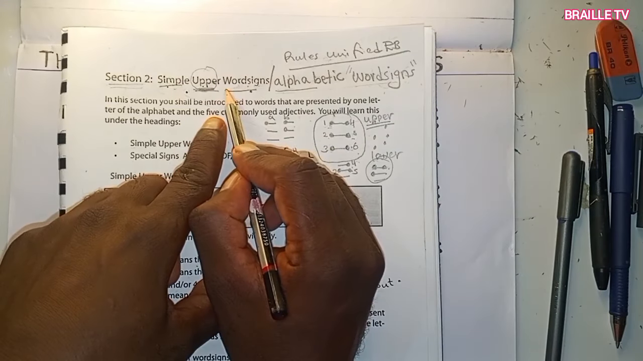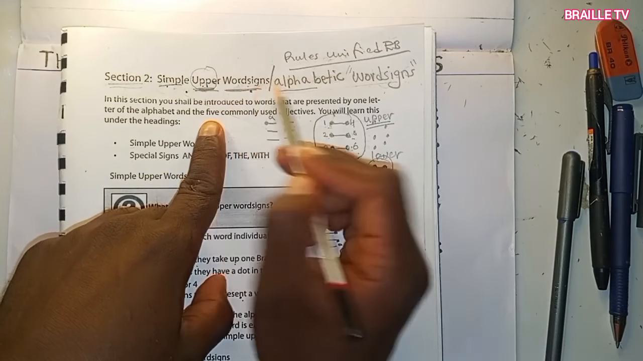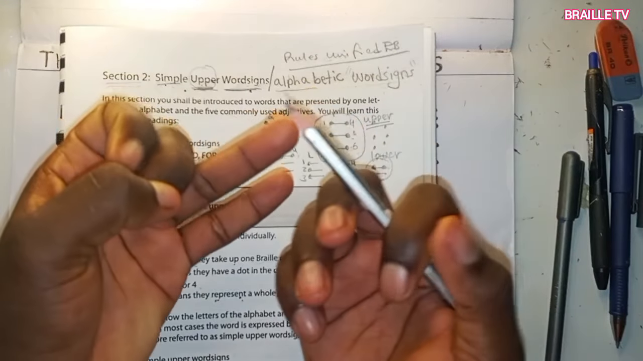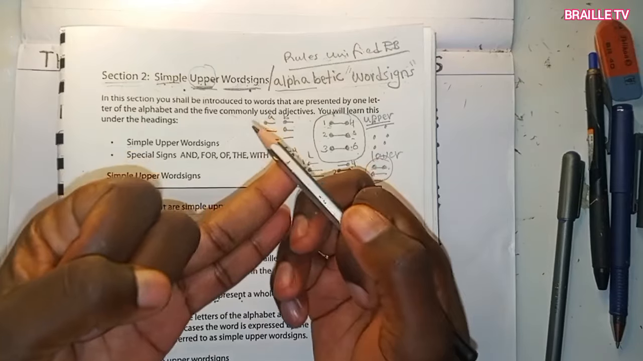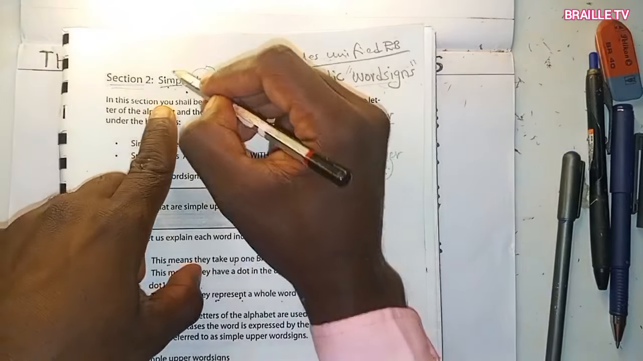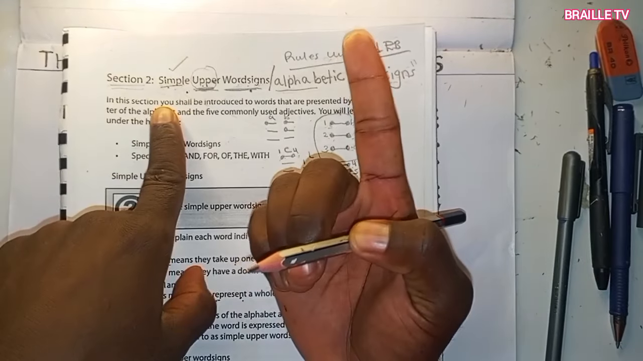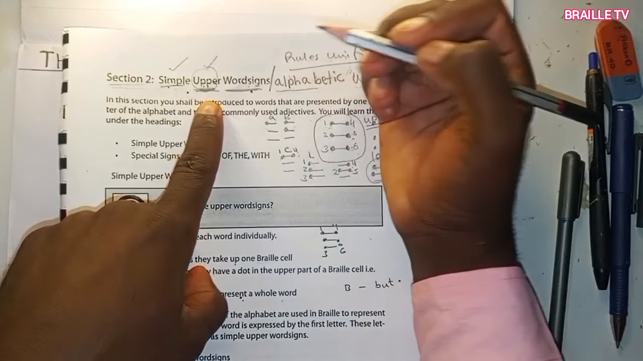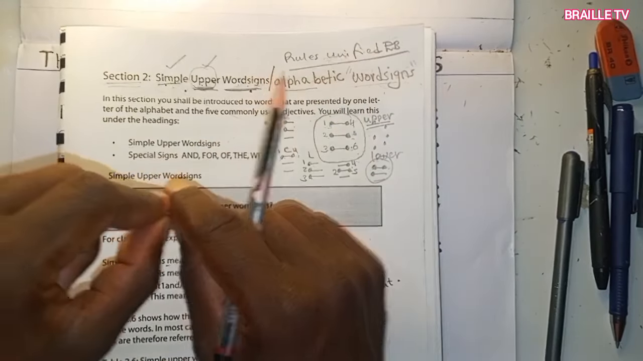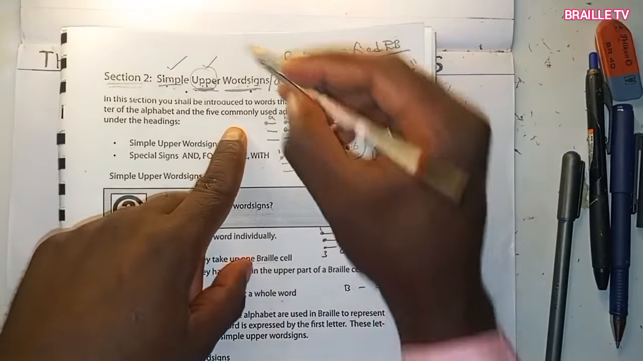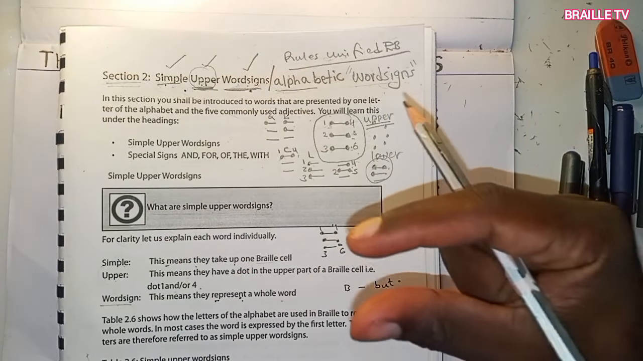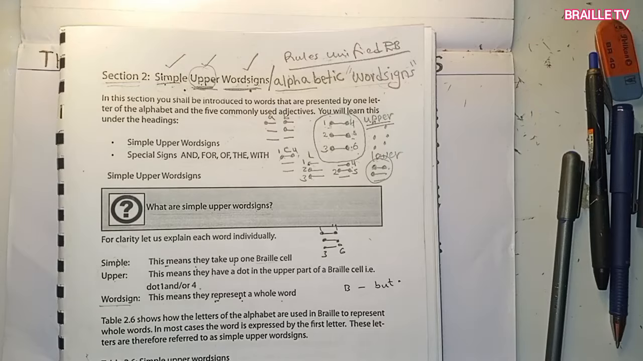Now, word sign. What is a word sign, or why do we call them word signs? Because these letters of the alphabet which take one braille cell and have a dot in the upper part are used to represent a whole word. Let me repeat. We are calling them simple because they take one braille cell. We are calling them upper because they have a dot in the upper part, whereby we said upper part is dot 1 and dot 4 or both, and they are called word signs because they are used to represent a whole word. I think up to there it's clear.